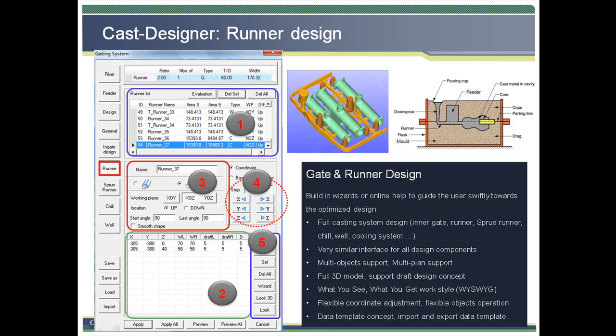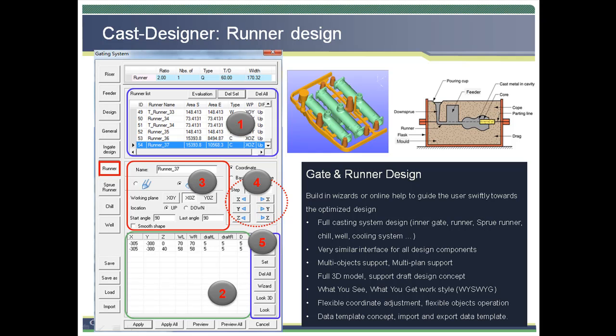The design method of inner gate runner and runner is similar. Usually, the length of the runner is much longer than the gate runner, so Cast-Designer can pick up the predefined curve in an MCAD system directly, and edit it freely. This is very useful for complex trace. Also, the runner tree could be generated by the system directly after the design.